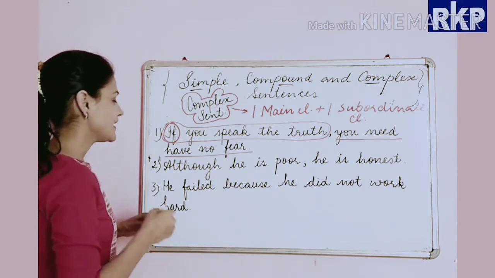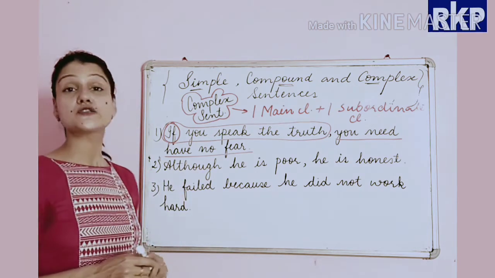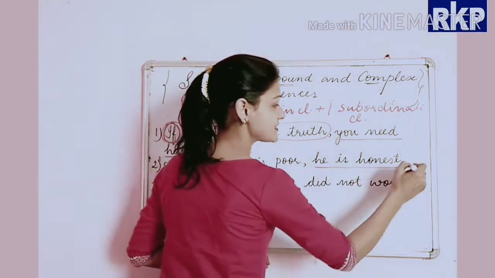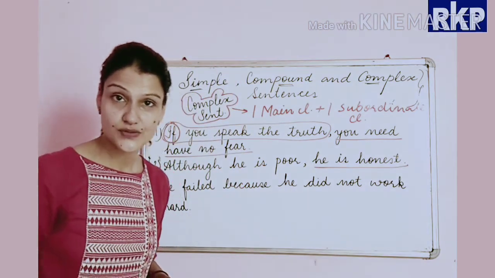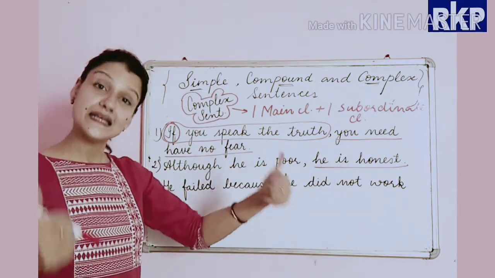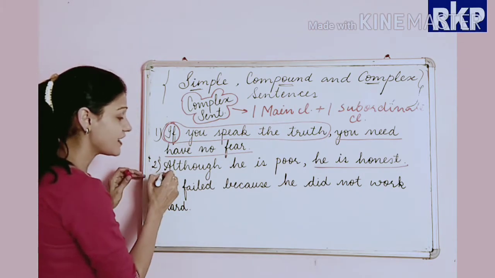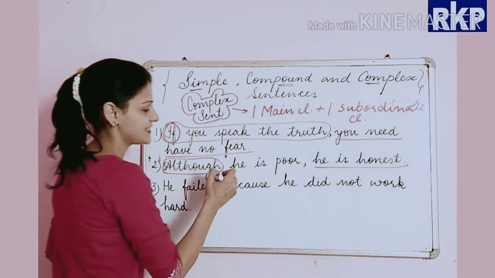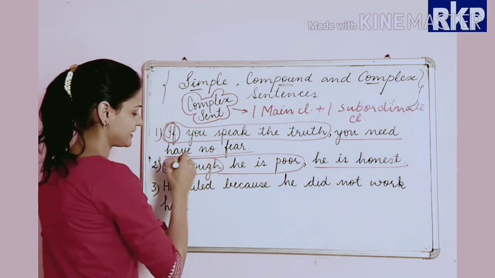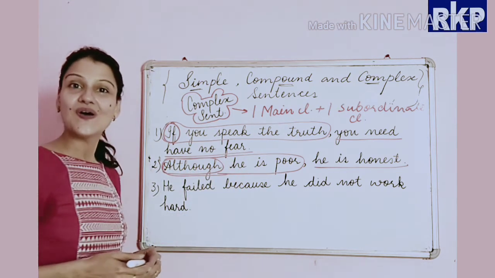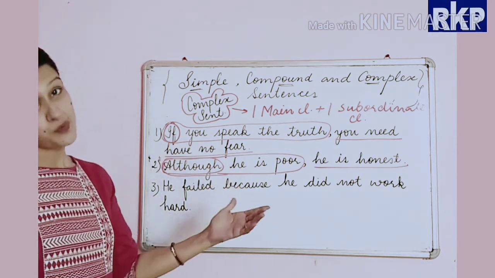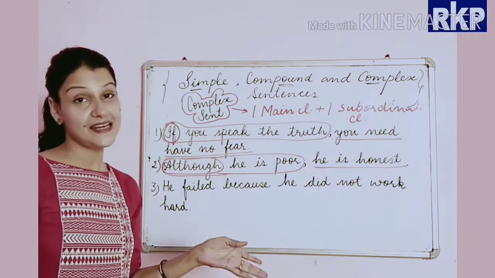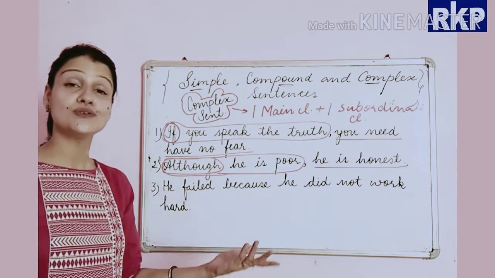All right, now next is, although he is poor, he is honest. Now, he is honest is the independent clause. Okay, he is honest is the independent clause, and here we see the subordinating conjunction although, and this is our subordinate clause. All right, although he is poor, if we remove this part, he is honest, we will not understand anything of what the speaker is trying to convey.